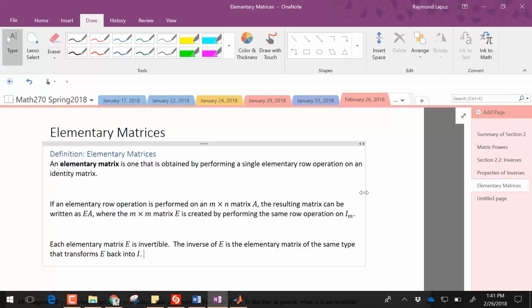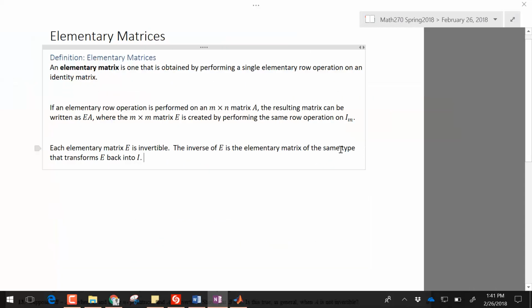All right, so elementary matrices. Let's take a look at what elementary matrices are. An elementary matrix is a matrix that you get when you do an elementary row operation on an identity matrix. All right, seems pretty basic. There's only 3 row operations. I mean, the third one, there's a scalar multiplication, so you can scalar multiply with anything. But there's only 3 elementary row operations if you remember them.